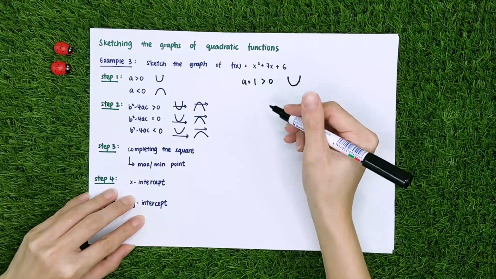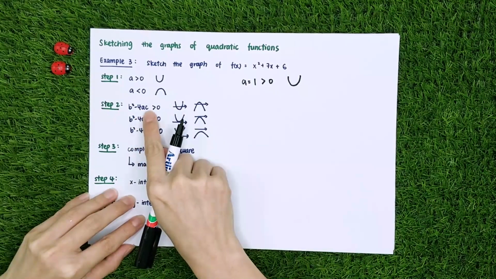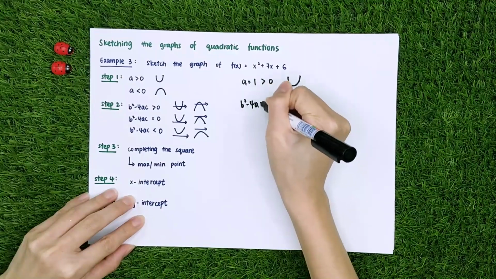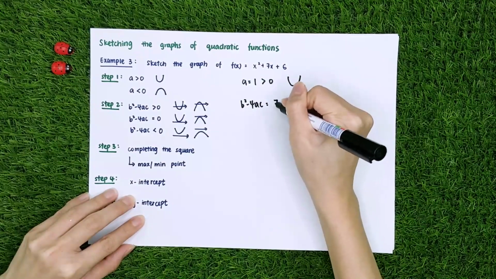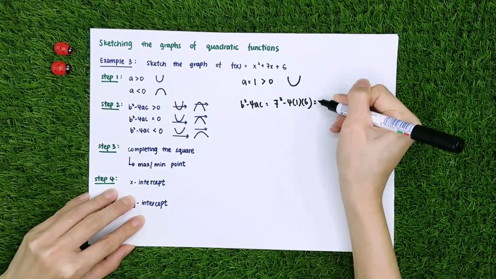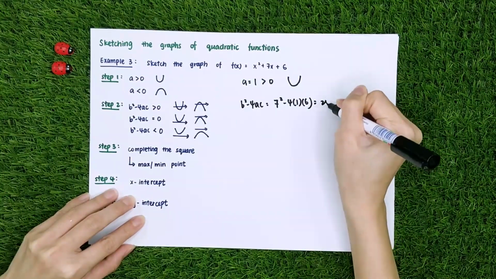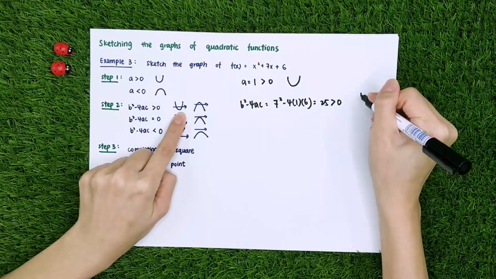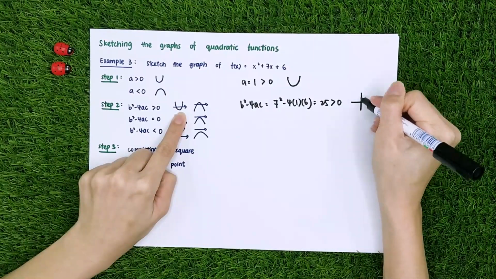Okay, step 2. I have to determine my b squared minus 4ac, the type of roots. b squared minus 4ac is equal to my b, which is 7, squared minus 4ac. Then I will get my answer, 25, which is greater than 0. That means my graph will intersect the x-axis at 2 points.